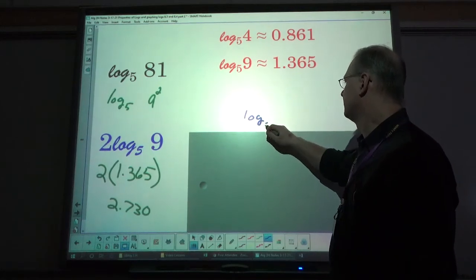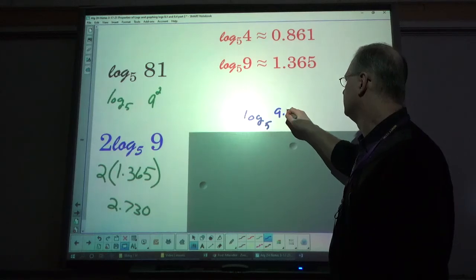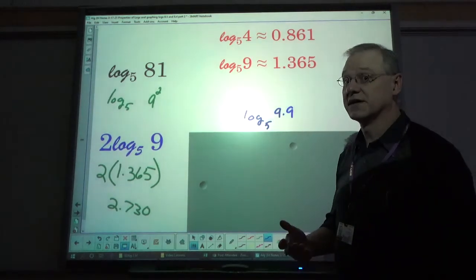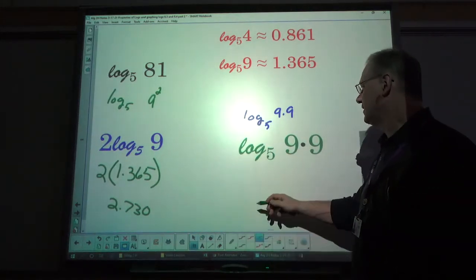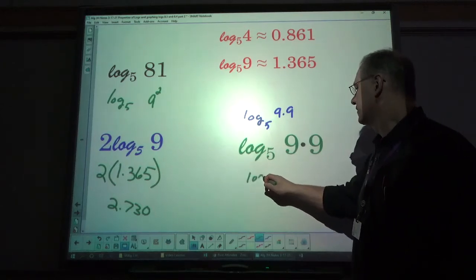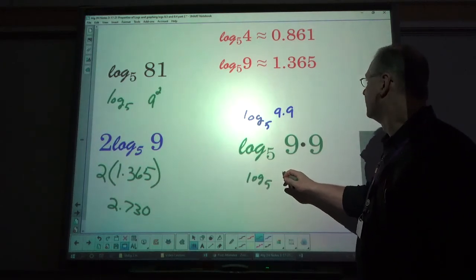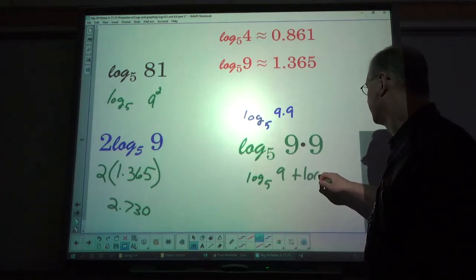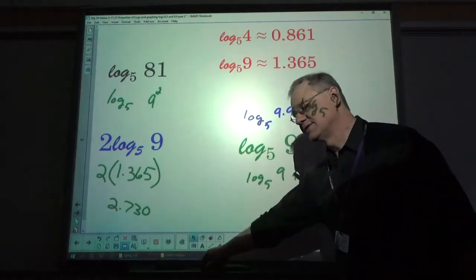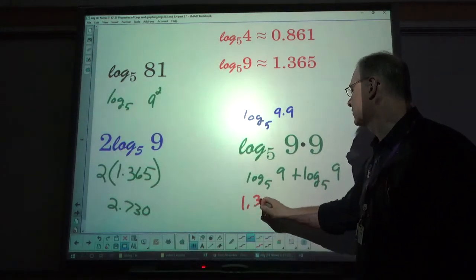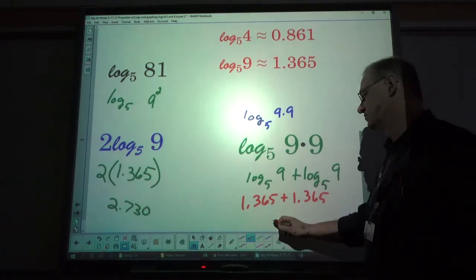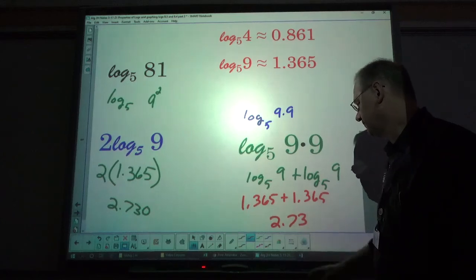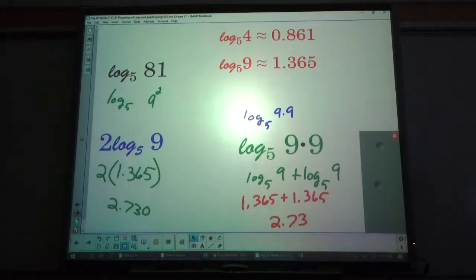Now the other way you could think of it as log base 5 of 9 times 9. That's another way of writing 9 squared, right? Well, 9 times 9, so that is log base 5 of 9 plus log base 5 of 9. And since that's the case, that's 1.365 plus 1.365, which is 2.73. And that is the whole thing.